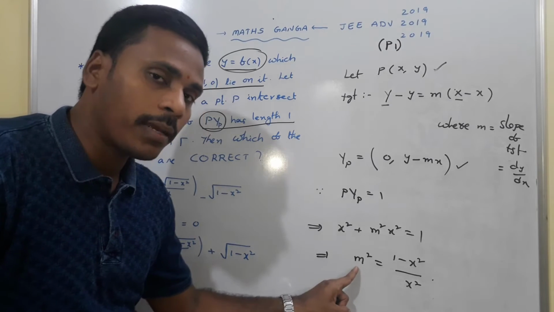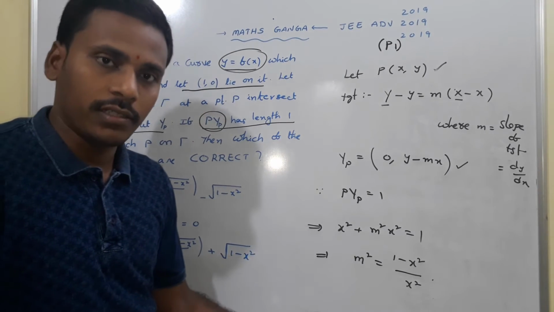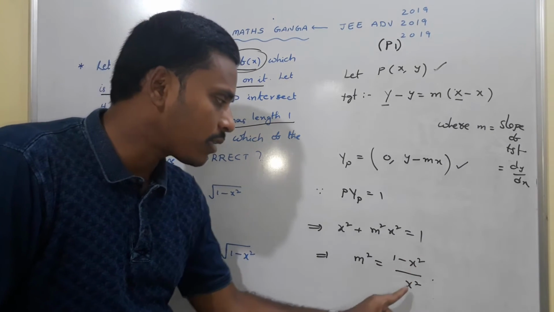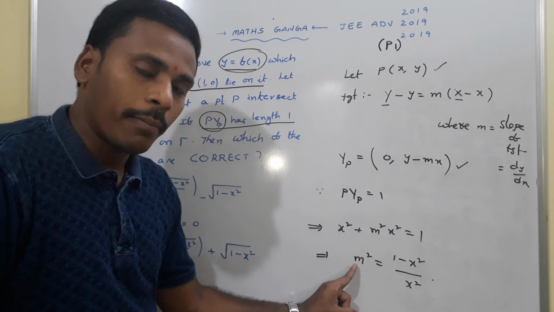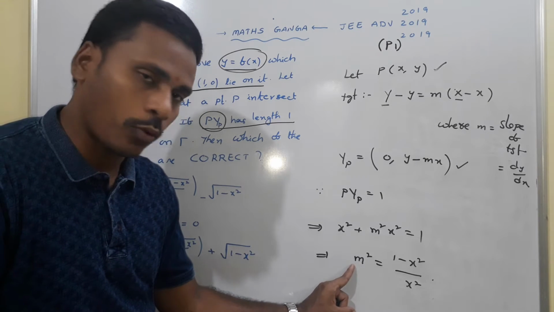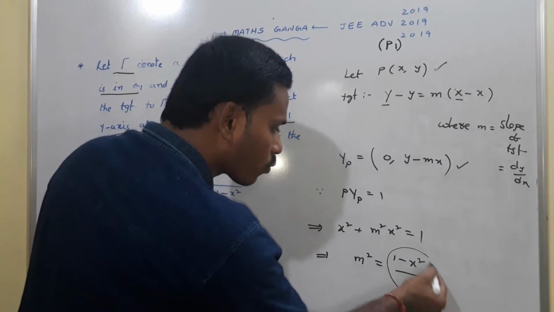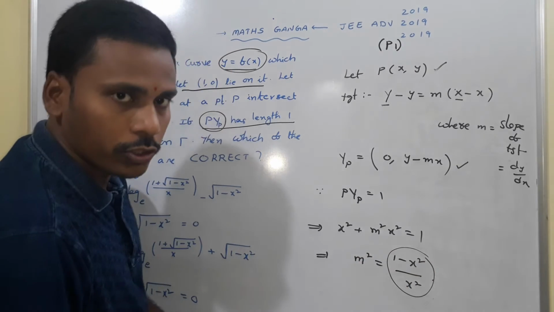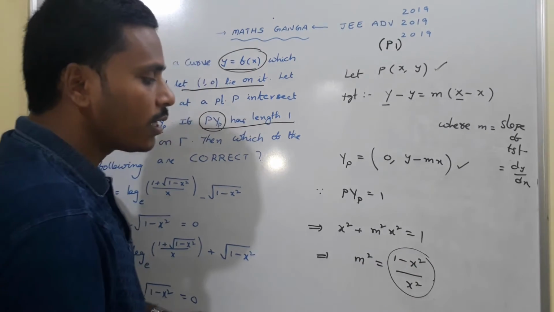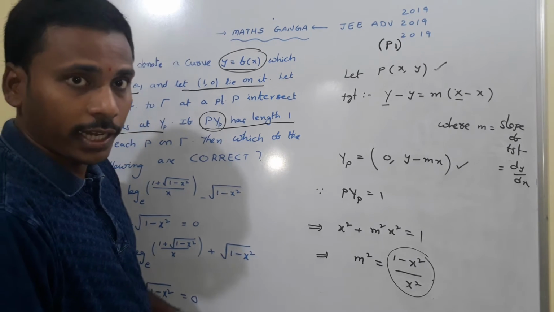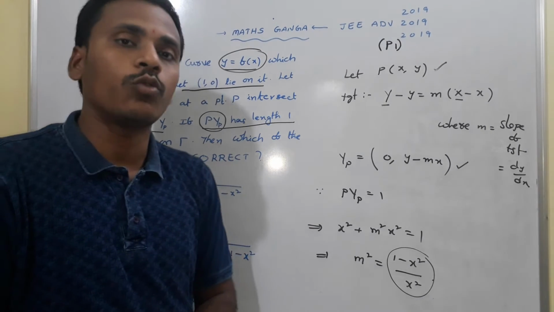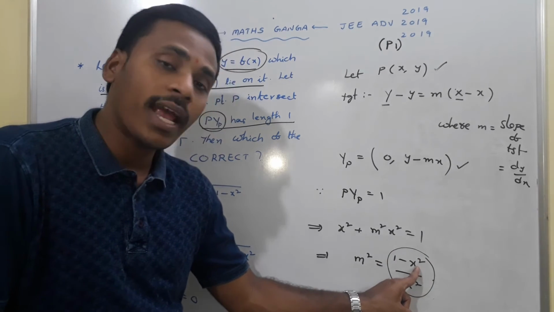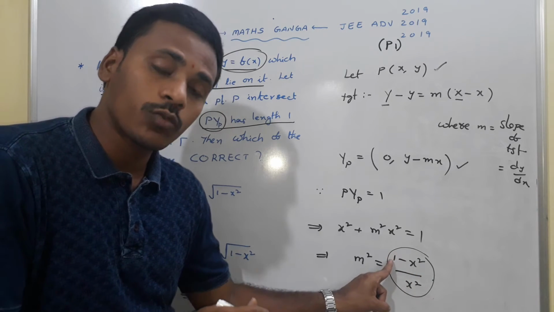But actually what is m? m is the slope of the tangent. It means it is the derivative of the given curve. So m square is (1 minus x square) by x square. Since m is the slope, a real number, m square is always positive. So (1 minus x square) by x square must always be positive. If 1 minus x square is positive, that means x square minus 1 is negative and x is in the range of minus 1 to 1. So since m square is positive, the numerator has to be positive, so x square minus 1 has to be negative.